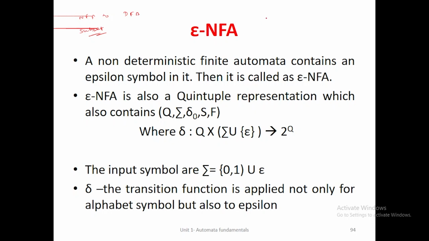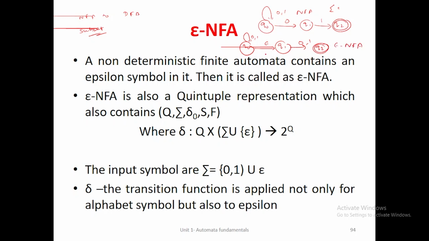For example, in a transition diagram, you can differentiate an ordinary NFA from an epsilon NFA. If the diagram contains only the alphabet symbols in it, then it is called an NFA. If the same diagram has an epsilon flow, then that is called an epsilon NFA. This is the basic difference.